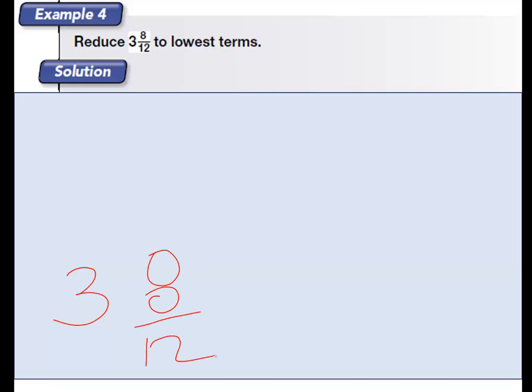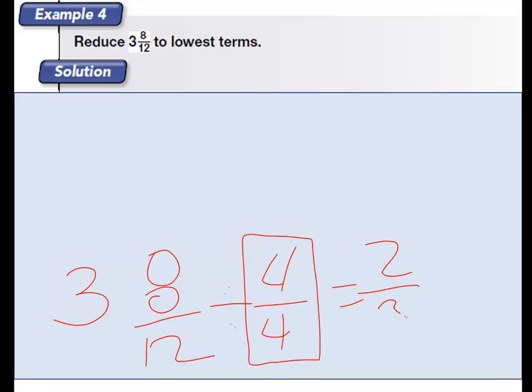Now to reduce it, what's the highest number that goes into both 8 and 12? Highest number is 4. So we're going to divide by 4 over 4, which again, as you can see, is equal to 1, isn't it? So 8 divided by 4 equals 2, and 12 divided by 4 equals 3.